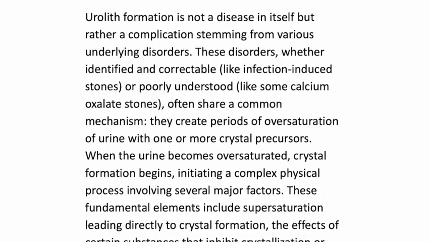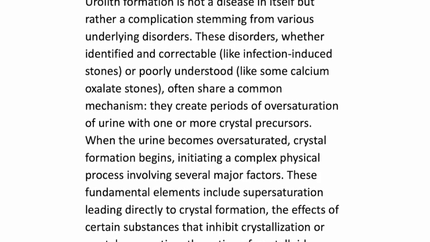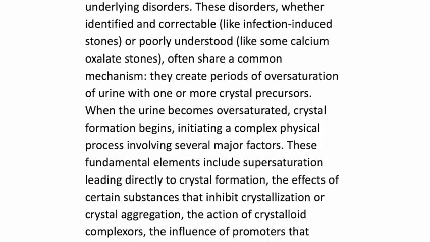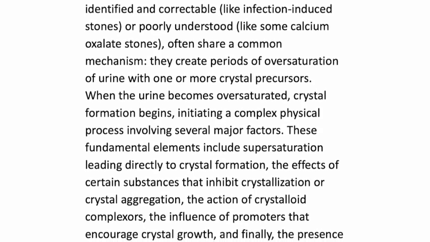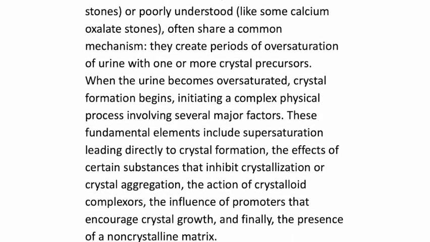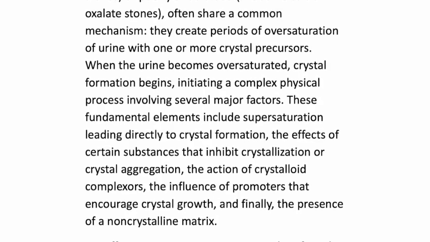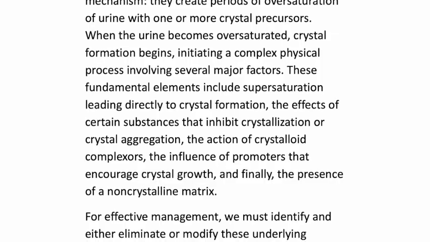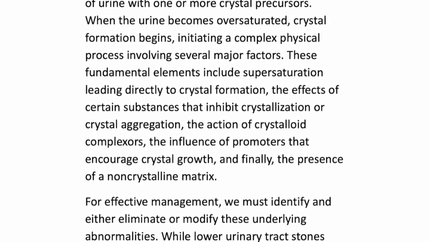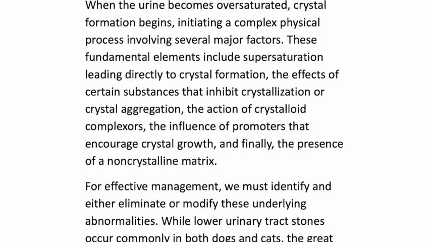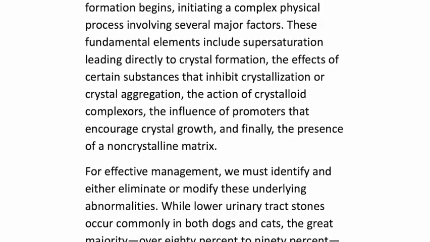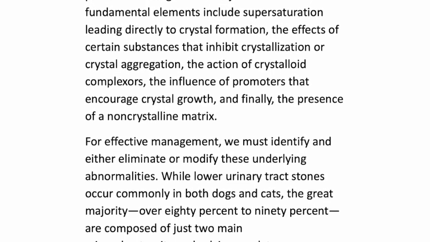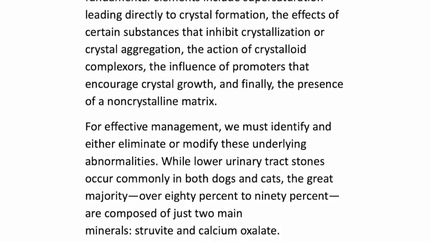When the urine becomes oversaturated, crystal formation begins, initiating a complex physical process involving several major factors. These fundamental elements include supersaturation leading directly to crystal formation, the effects of certain substances that inhibit crystallization or crystal aggregation, the action of crystalloid complexers, the influence of promoters that encourage crystal growth, and finally, the presence of a non-crystalline matrix. For effective management, we must identify and either eliminate or modify these underlying abnormalities.